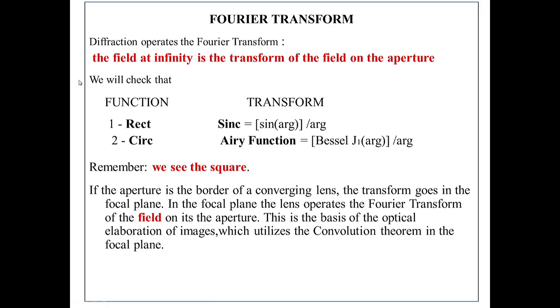And we will confirm, by looking at a diffracted field, that a rect function has a transform, a sinc. Of course, we will see a sinc squared. And the circ function has a transfer function, a Bessel function of a given argument divided by the argument, again squared.